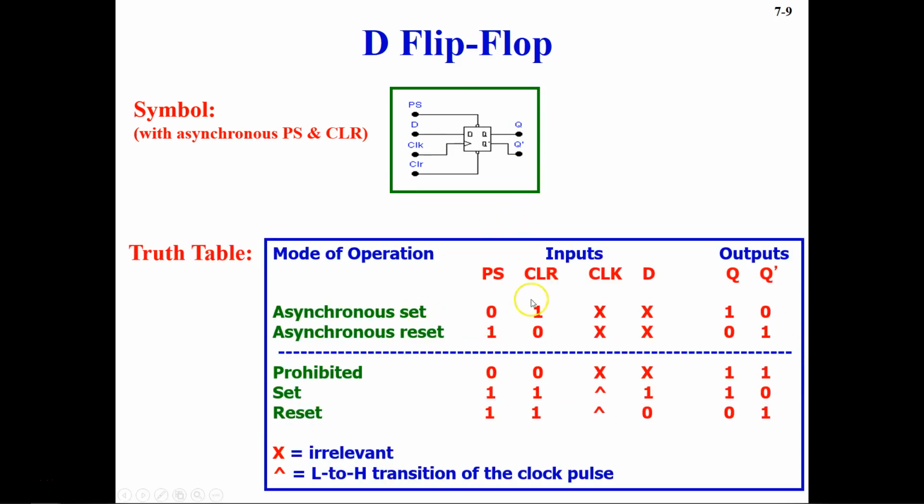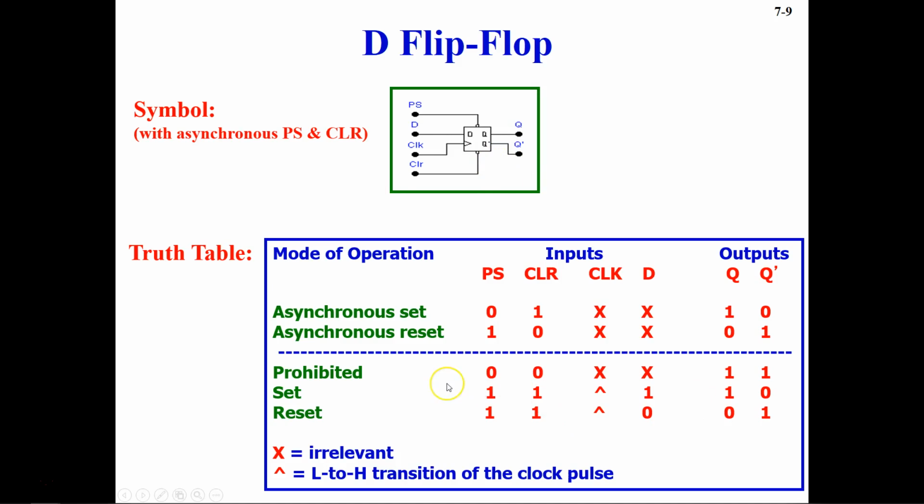In this you can see we have two new things, which is PS. PS is basically your preset, and CLR stands for your clear, and those two you can see on the symbol also. So we have this PS preset here, and then clock here, and then you notice this bubble. This basically represents your active low input. And these basically provide your asynchronous inputs to the flip-flop.